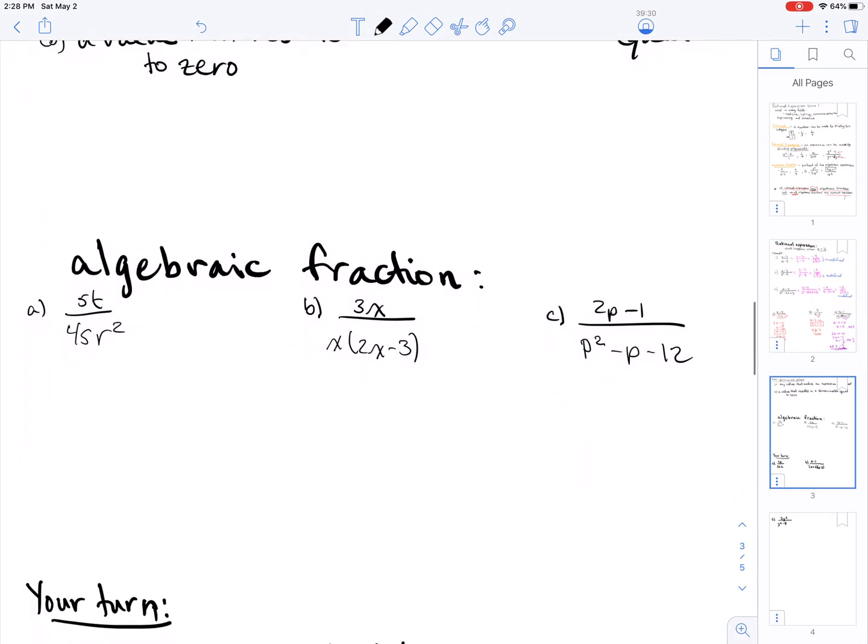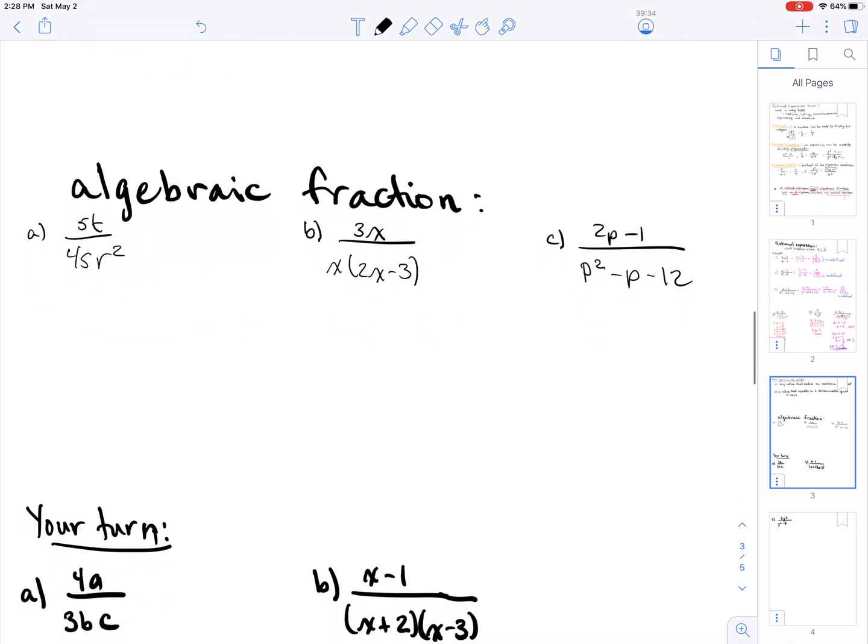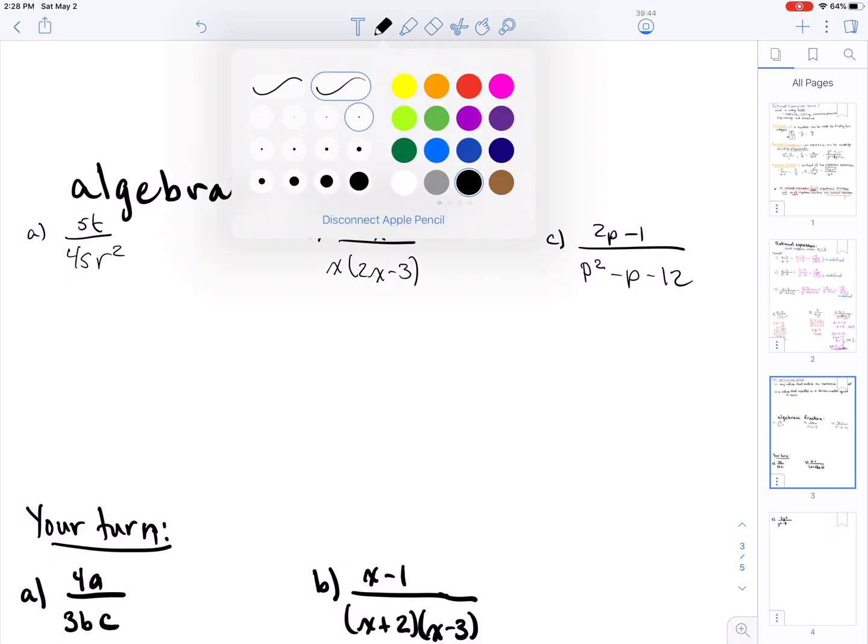Let's look at a couple other algebraic fractions and see if we can find the non-permissible values for them. Work on A, B, and C on your own. Pause the video, come back, and I'll go through them individually.